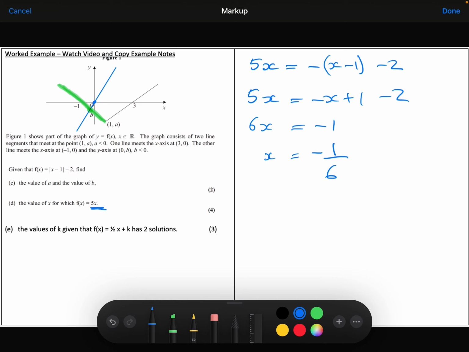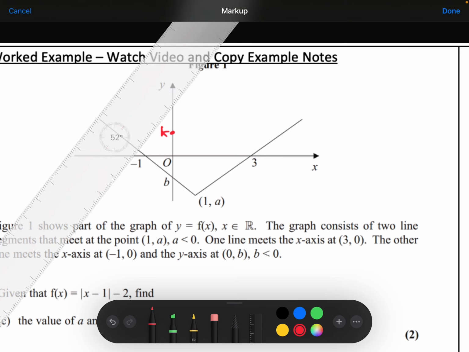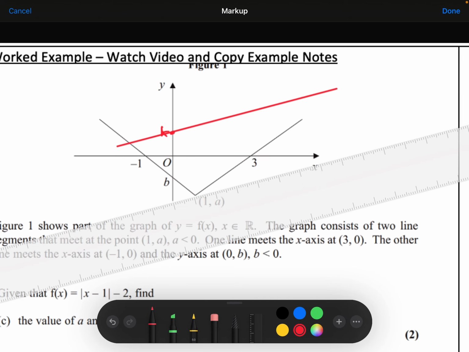Part E: find the values of k given that f of x is equal to half x plus k has two solutions. So half x plus k, what would that look like? It's got a y-intercept of k, I don't know what that is yet, and it's got a gradient of a half. For example, if this was k here, my line could look something like this.